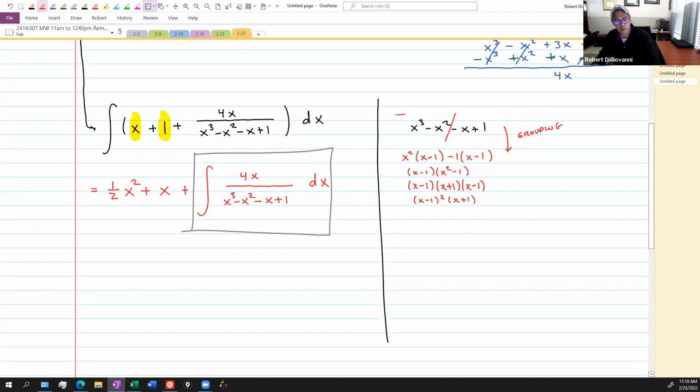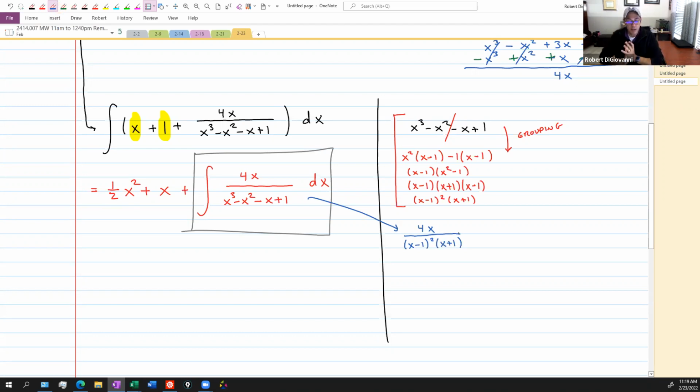That all makes sense, everyone? That is just me factoring the denominator. Questions? Okay, now I'm ready to write this. This is 4x over the factored version that I just got, x minus 1 quantity squared times x plus 1.